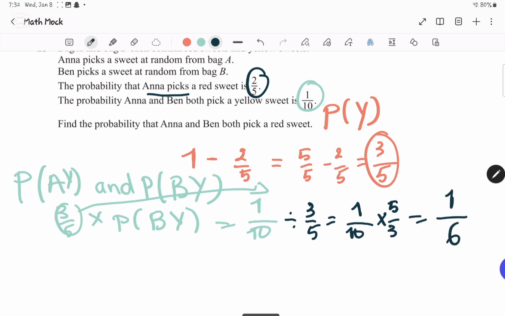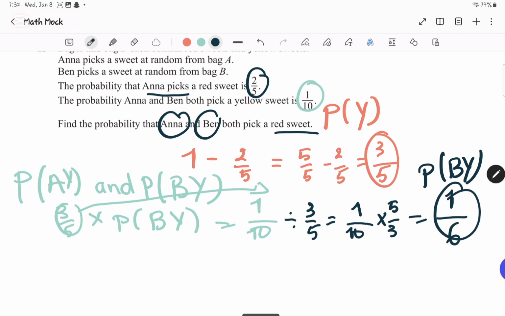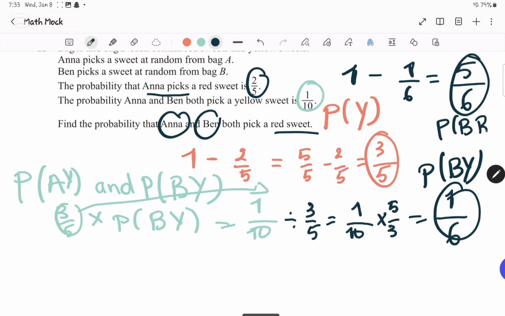So now we have the probability of Ben. This over here is the probability of Ben picking yellow. Now they need the probability that both Anna and Ben pick a red sweet. So if we have the probability of Ben picking yellow, can we find the probability of Ben picking red? For sure we can. Let me just change the color. So it's going to be the total of anything, which is 1, in subtraction to the probability of Ben picking yellow, which is 1 over 6. It will leave us with 5 over 6. So this is the probability of Ben picking red.